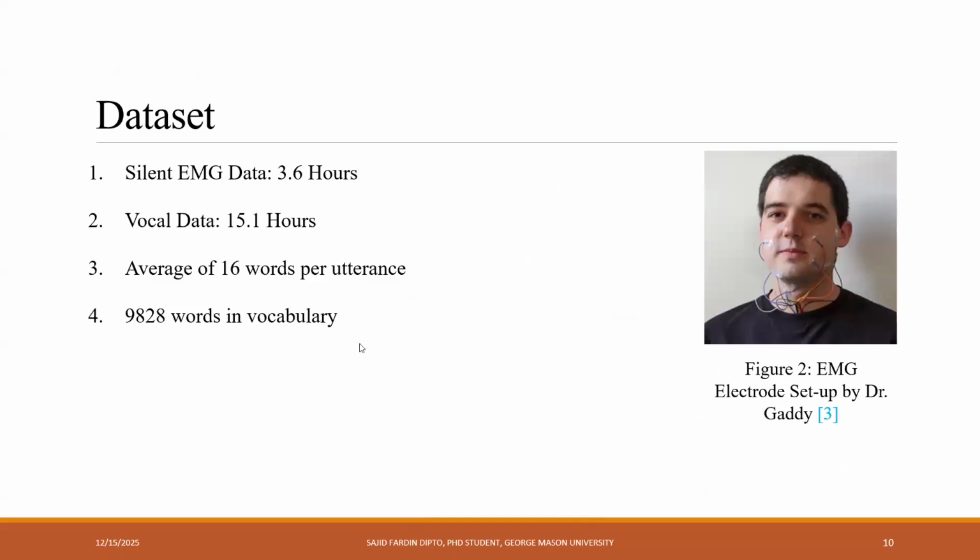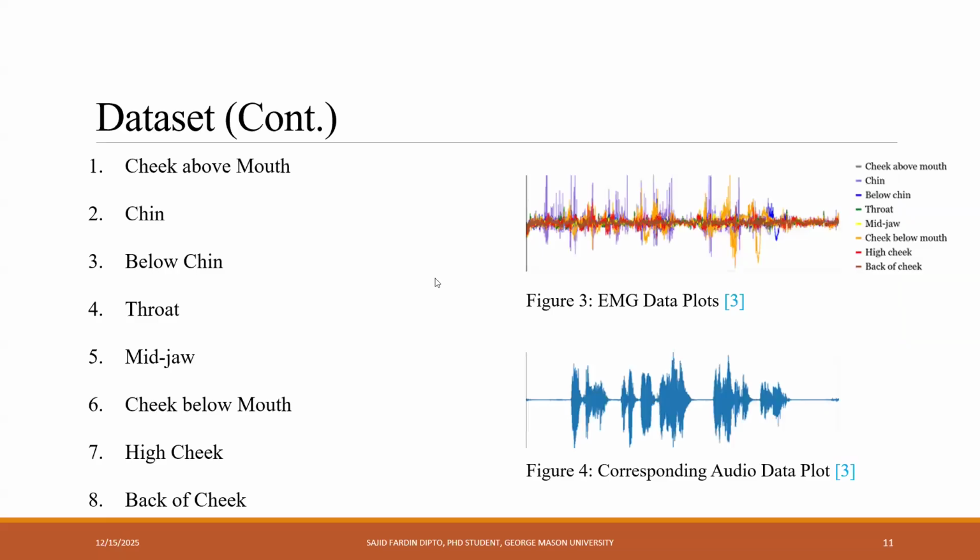So let's talk about now the data set. We used the data set from Dr. Gaddy, and the total EMG data was 3.6 hours, and the vocal data, that's the audio, was 15.1 hours. The average utterance has 16 words, and there are almost 10,000 words in the whole vocabulary. In the image, we can see the electrode positions through which the EMG data is collected. These are the positions where the electrodes are placed.